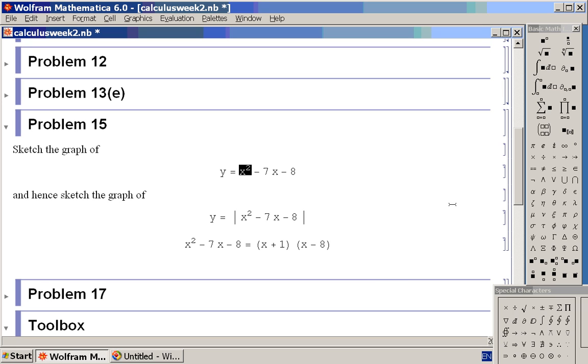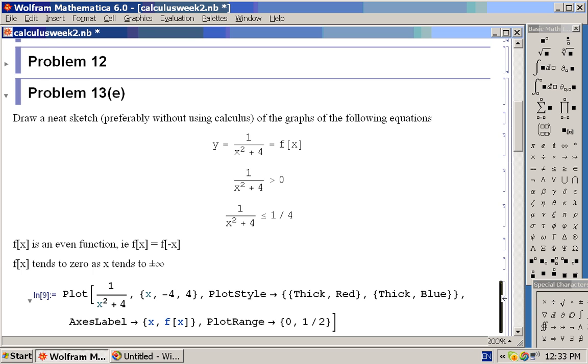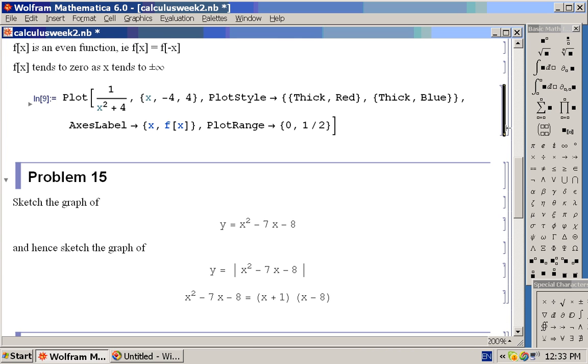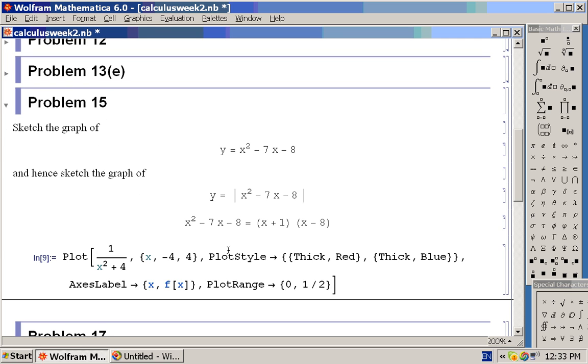So let's get the plot that we generated here, and copy that down here. The only difference being that we don't want to plot 1 over x squared plus 4. We want to plot this function here.